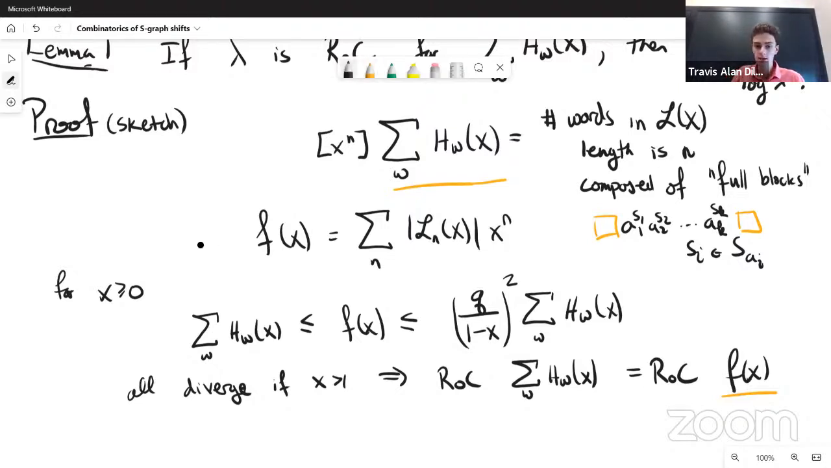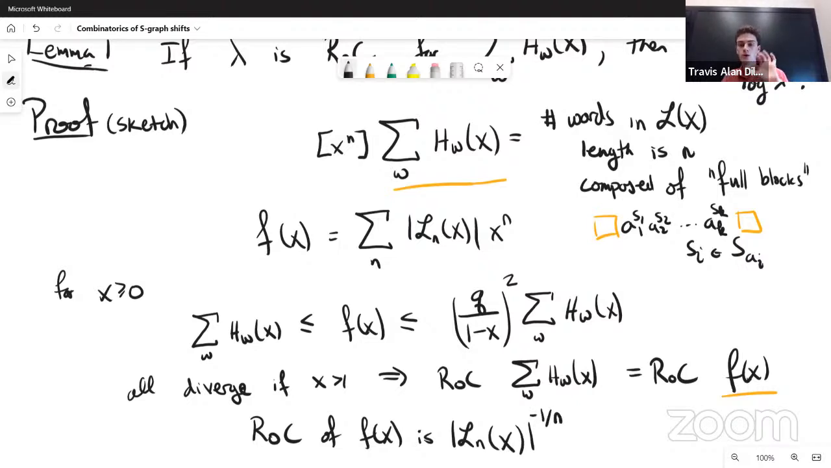And why is that? Well, the radius of convergence of f of x, we know the coefficients explicitly, and we can use the root test. It's the limit of x to the minus 1 over n, which if you move the entropy formula around is e to the minus h of x. This just comes from the original formula for entropy. Or what I'll say is that it's not necessarily equal, right? But the limit of this is e to the minus h of x.